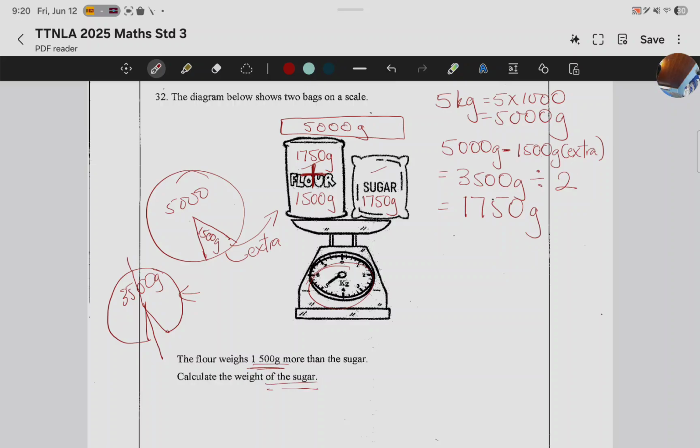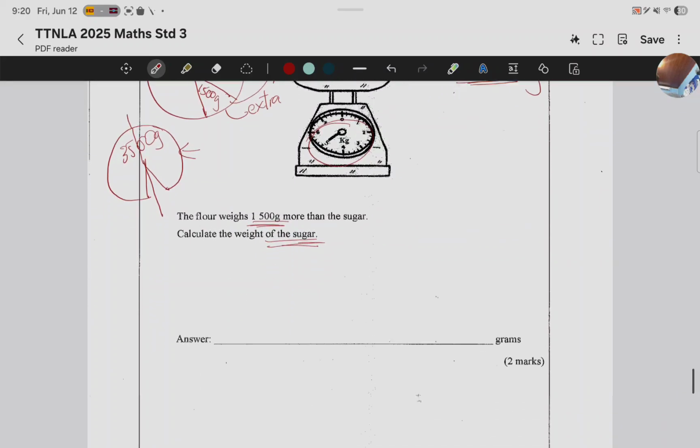But the question just asks for sugar. So sugar was just this here. So we didn't need to add back to find flour. Alright.